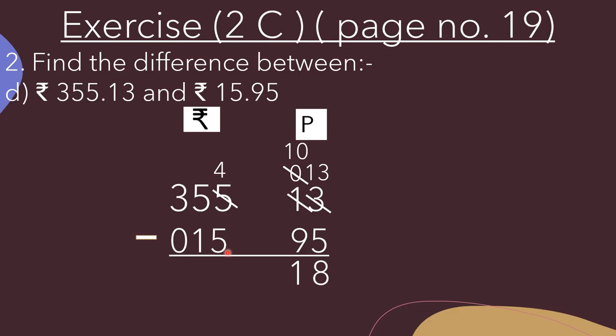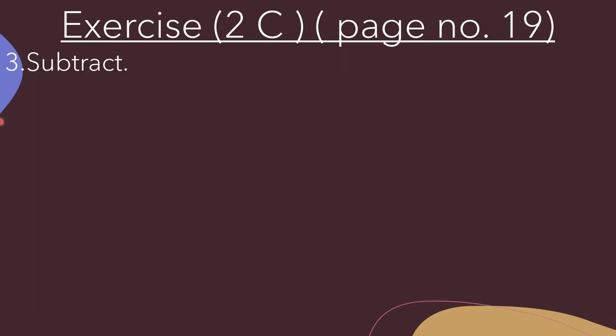4 minus 5, that is not possible. So this 4 will take borrow and it will become 14. And this 5 will become 5 minus 1, 4. Now 14 minus 5 is equal to 9. And 4 minus 1, that is equal to 3. 3 minus 0, 3. So what is the answer? That is 339 rupees 18 paise. Or we can write like this, rupees 339.18. Now question number 3, subtract.